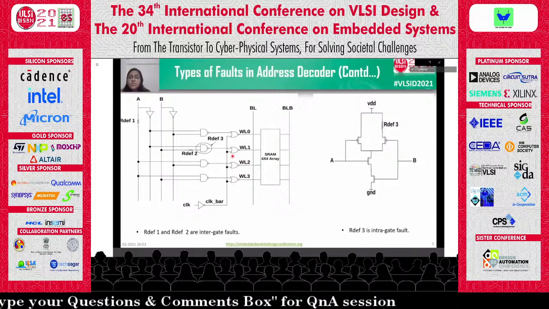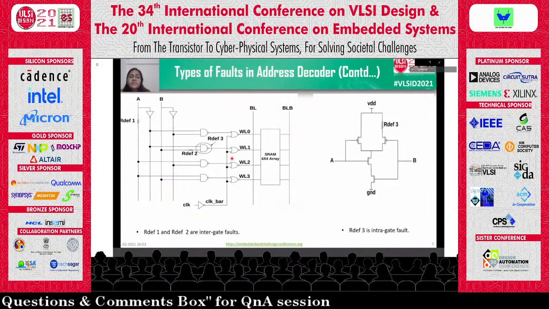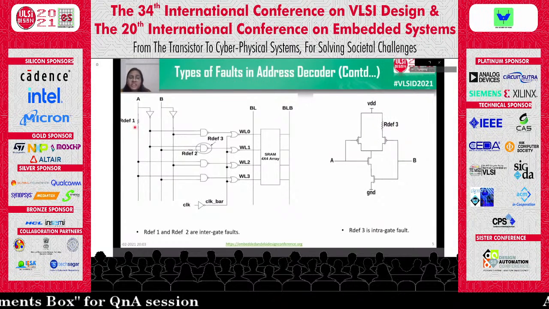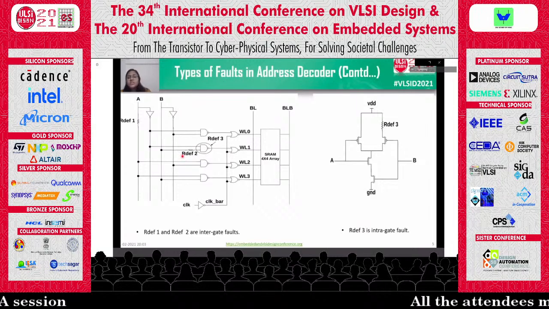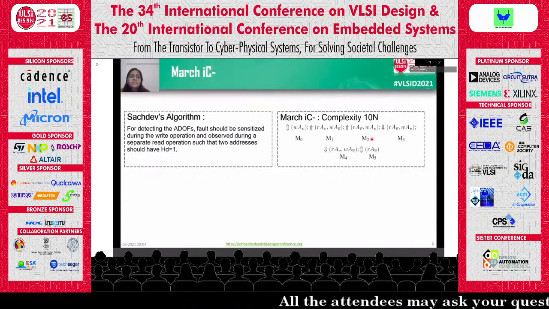Through these two examples, we can clearly understand the difference between intergate faults and intragate faults. By injecting these two resistors here, faults will be produced, and one will be called intergate faults and the other will be called intragate faults. Now proceeding towards the next slide.